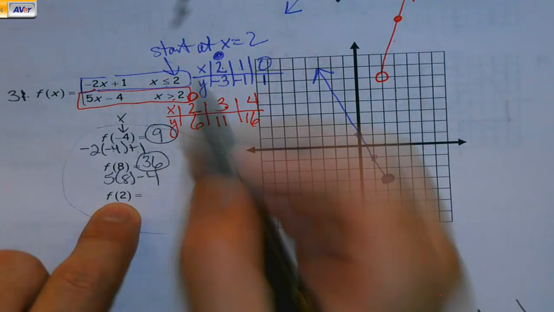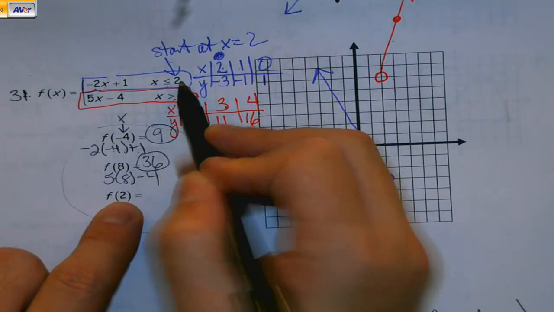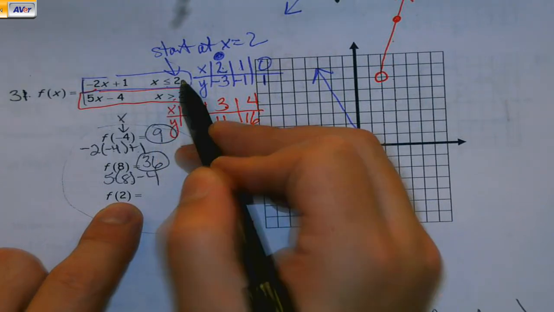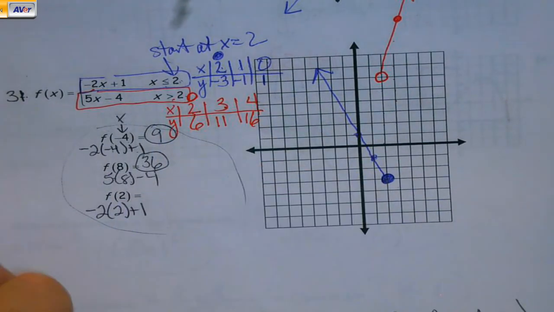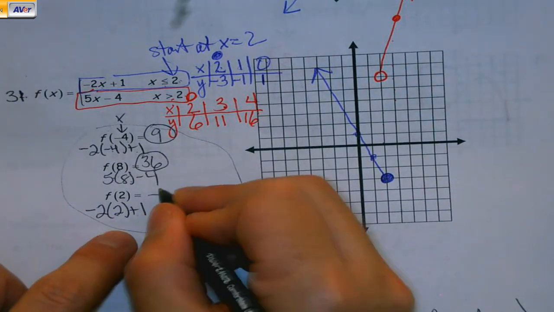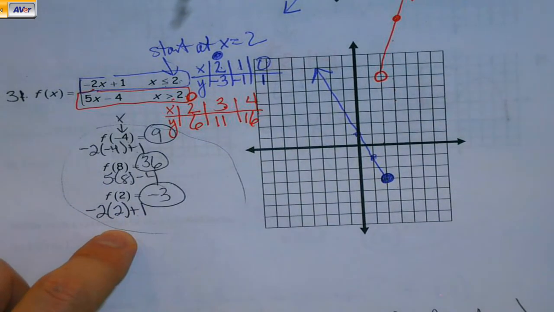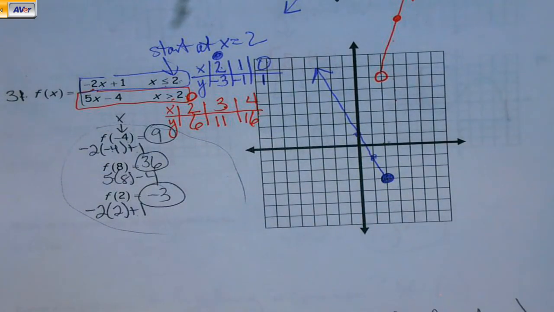F of 2. Is 2 less than 2? No, but is 2 equal to 2? Yes. So negative 2, plug that in there. Negative 4 plus 1 is negative 3. And I could actually see that if I looked at my graph. But again, use the chart. Draw a number line if you have to. It's okay.